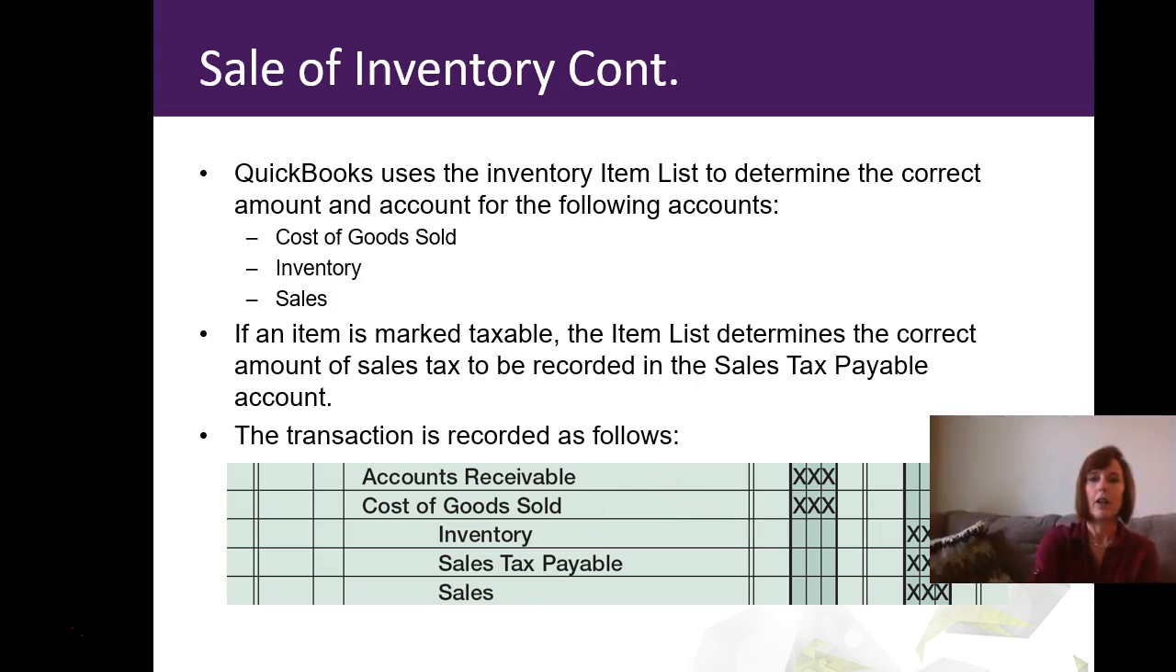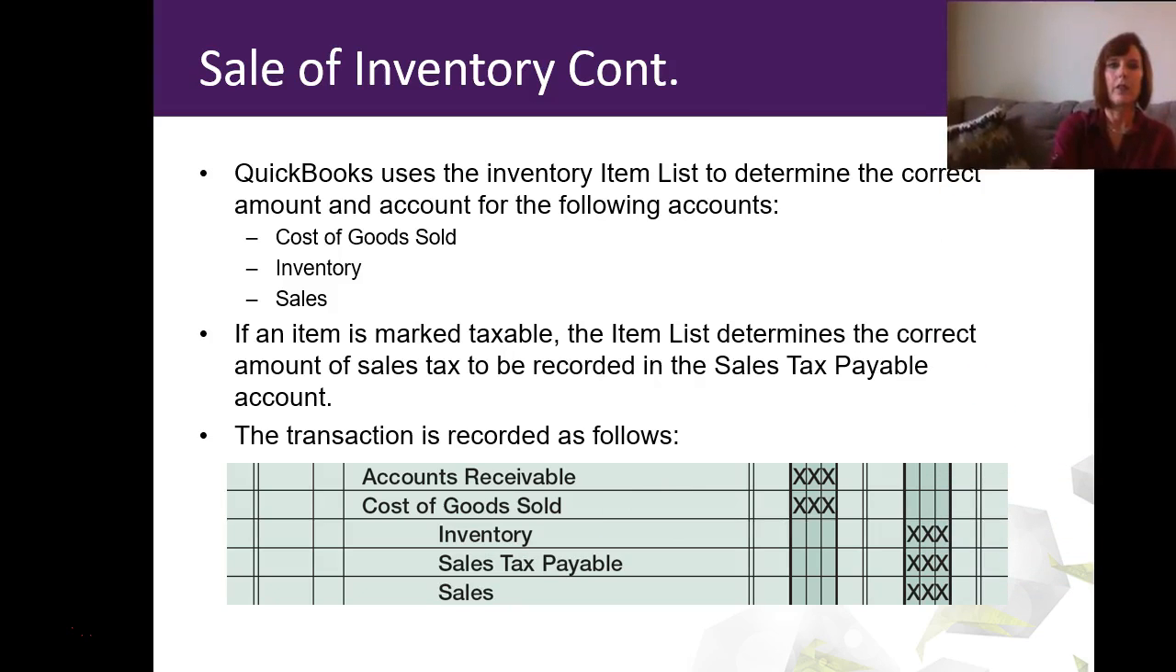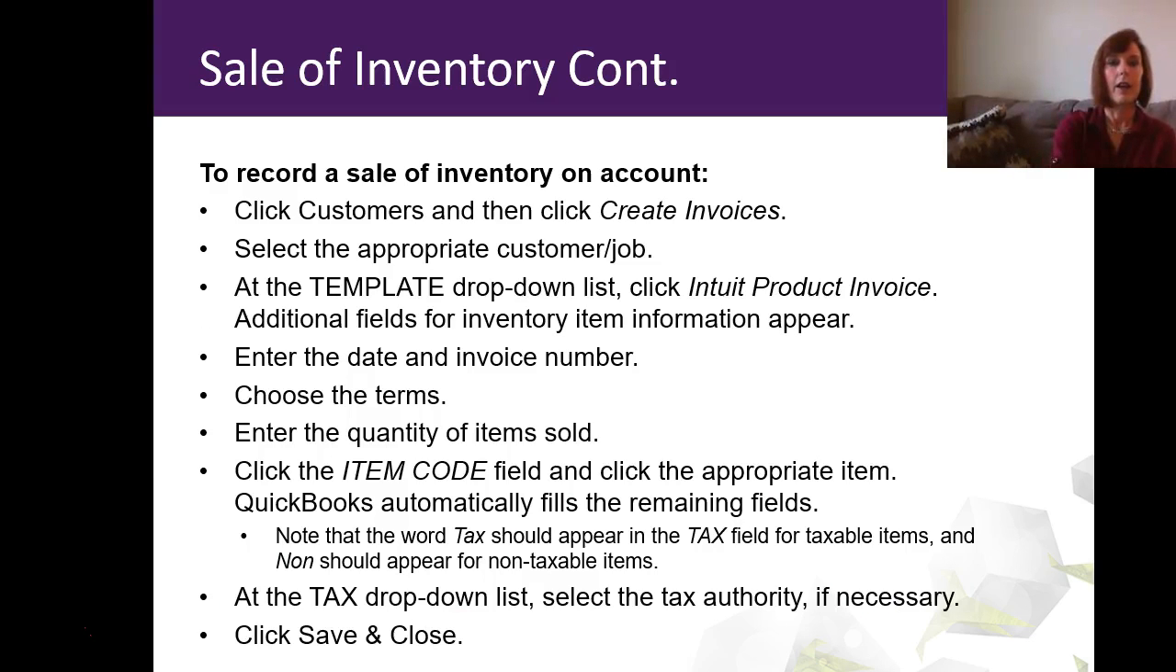And this is what it would look like if we were doing a traditional manual system. We have a debit to accounts receivable and cost of goods sold, and our credit goes to inventory, sales tax payable, and sales. So we're going to go over this slide really briefly, and then I'm going to jump over to the live version, and we will do this for real.